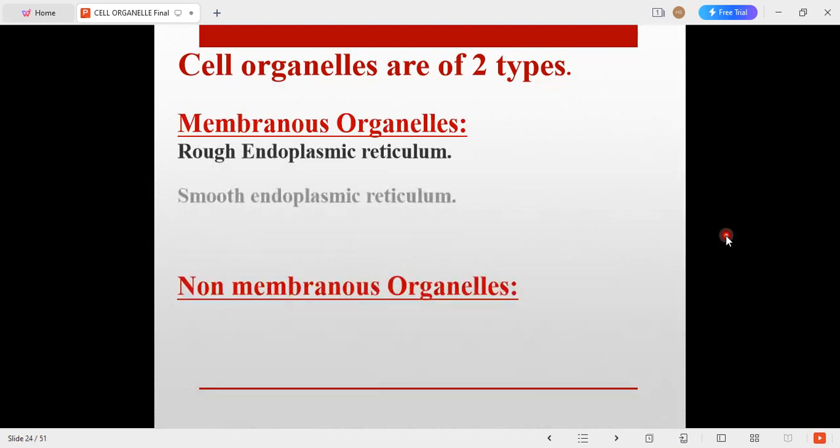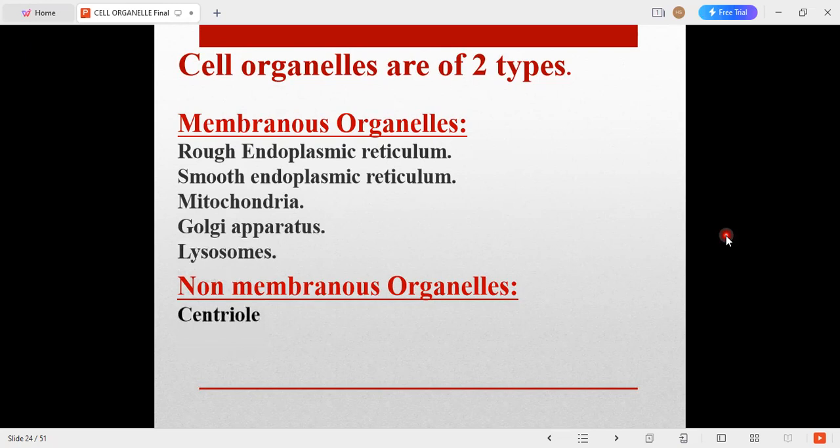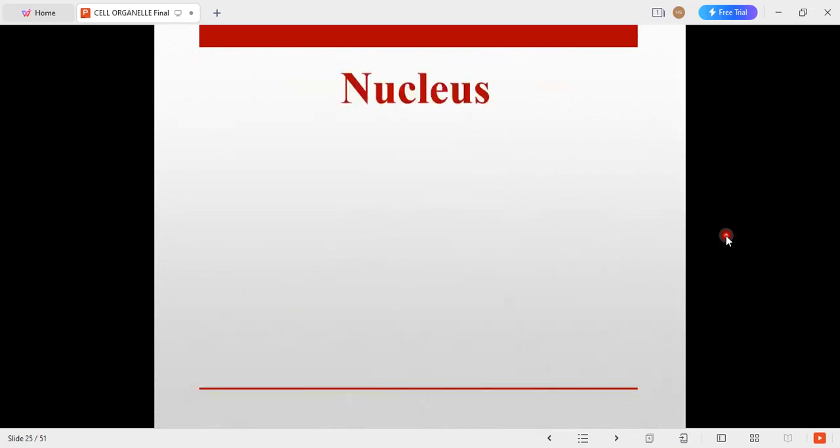Rough endoplasmic reticulum, smooth endoplasmic reticulum, mitochondria, Golgi apparatus, and lysosomes are among the membrane-bound organelles. On the other hand, non-membrane-bound organelles include centrioles, ribosomes, and the cytoskeletal structures.